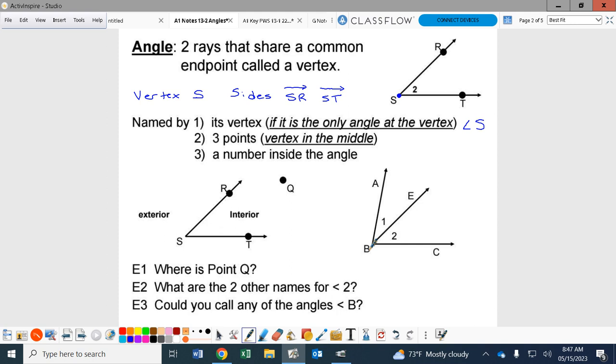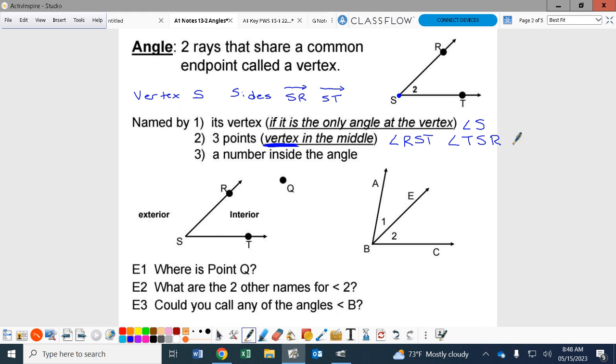Okay, this angle can also be called by 3 points. The vertex must be in the middle. It must be the middle letter, no matter what. Guys, when you name an angle by 3 letters, you cannot start with the middle letter. It's got to go R-S-T, angle R-S-T, or it can go the other way and be angle T-S-R. It cannot start with S. S is the vertex. It must be the middle letter when you're naming it by 3 points.